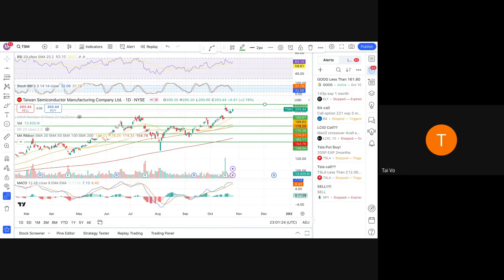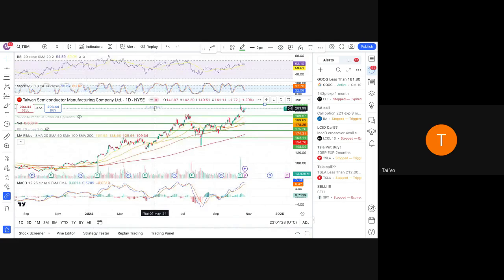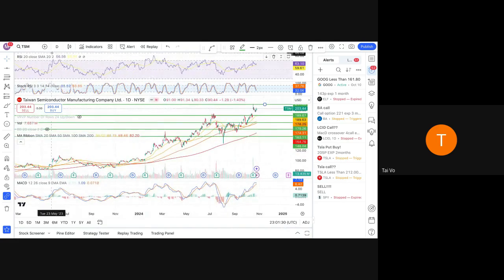Do you see it going to 225? Let's take a look.